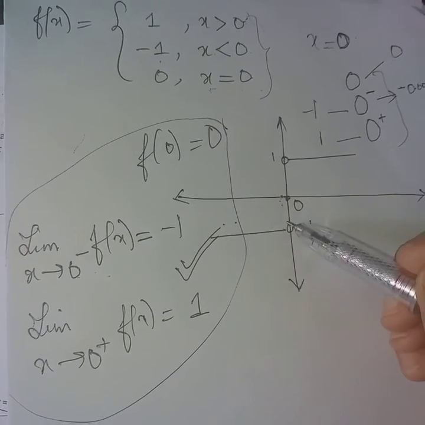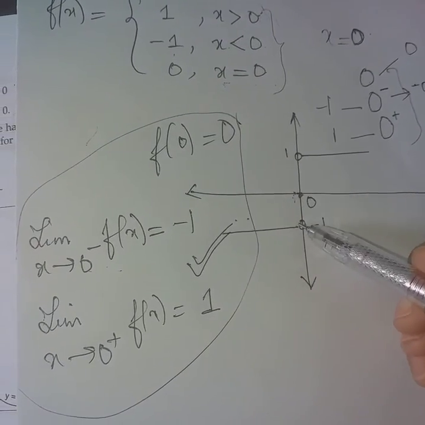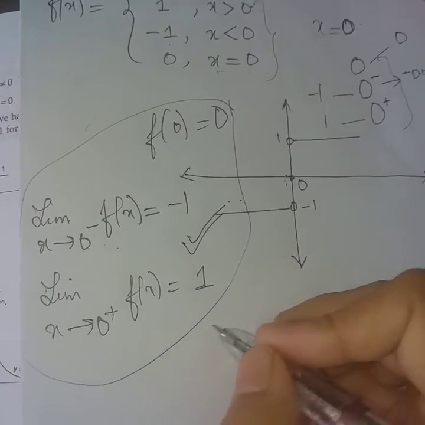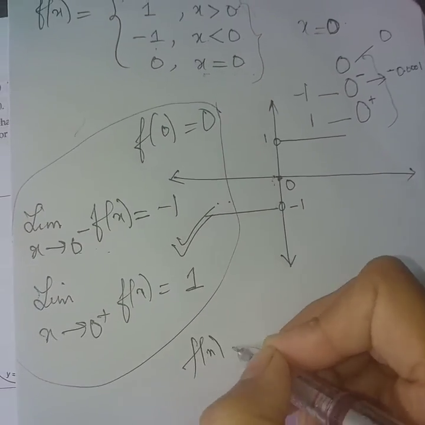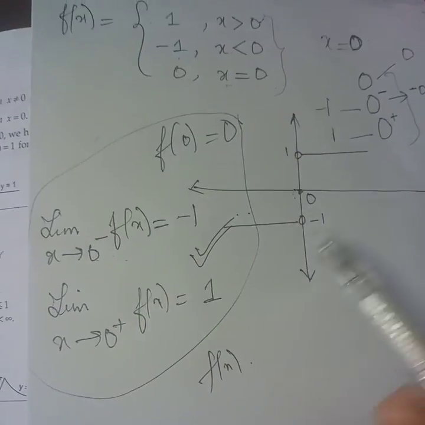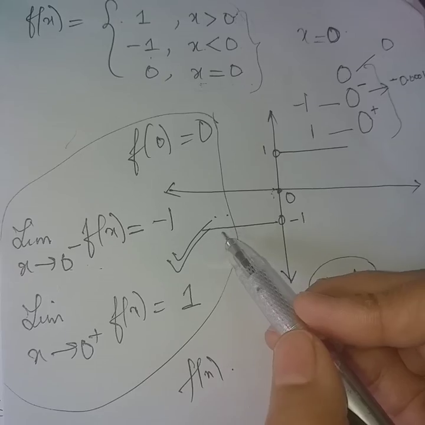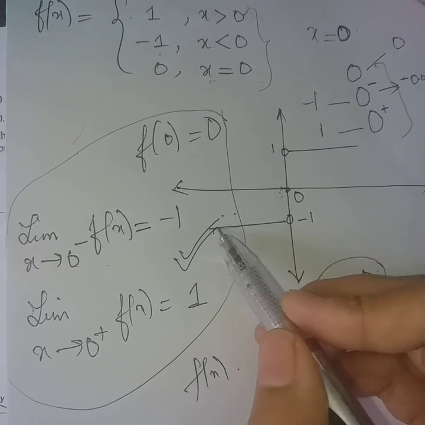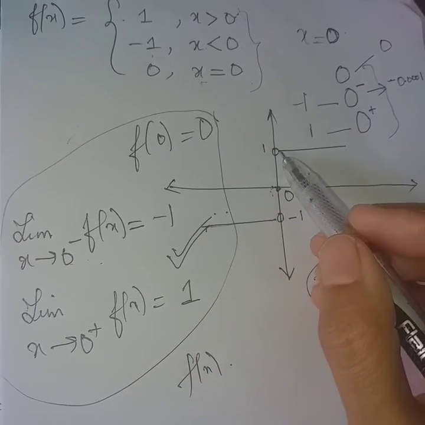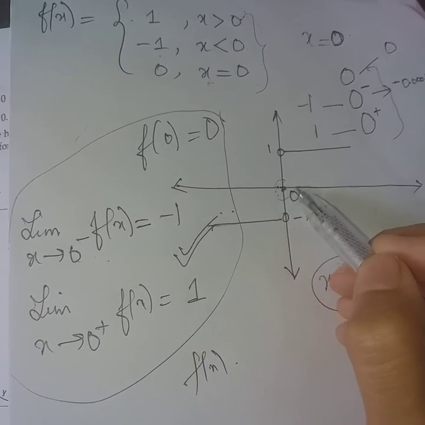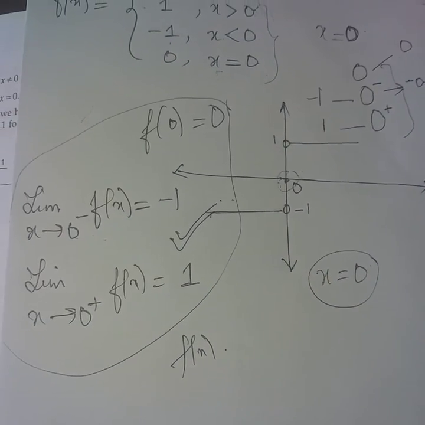But clearly from the graph also we can see that this is a discontinuous function at the point x equal to 0. So this signum function is discontinuous at x equal to 0. For other points, here for these points it is continuous. Here also for these points it is continuous. Only at x equal to 0 it is discontinuous.